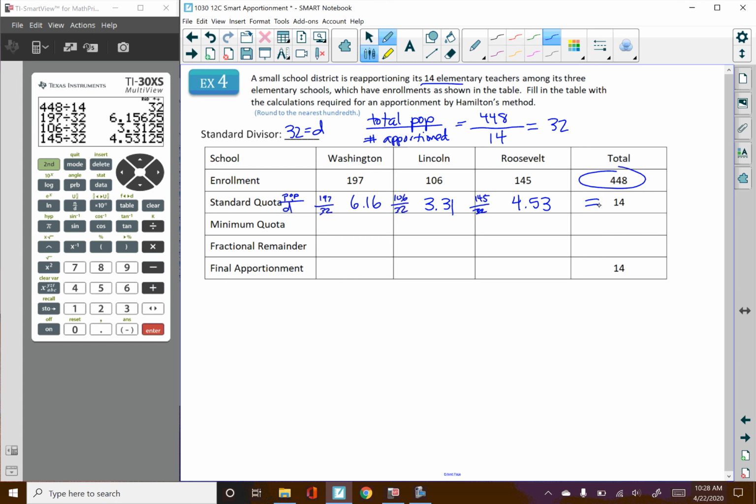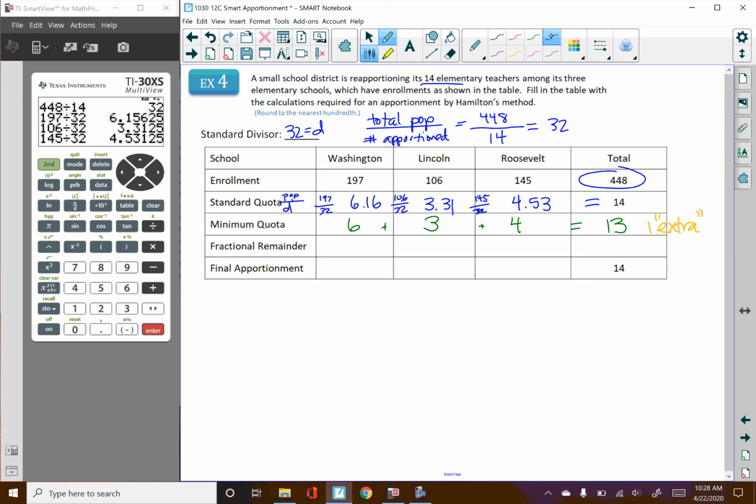So for Hamilton's method, we round all of those down. 6, 3, and 4. Everybody's guaranteed that amount. Washington is guaranteed 6 teachers. Lincoln is guaranteed 3. Roosevelt is guaranteed 4. But now we have to decide how to finish our apportionment. If we add those up, we only get 6 plus 3 plus 4 is 13. So we have one extra that we need to decide how to apportion.